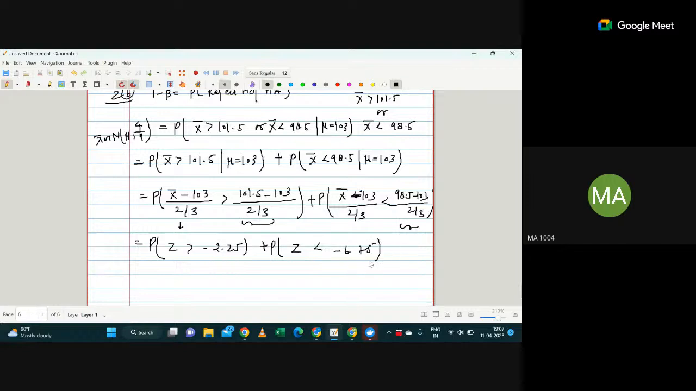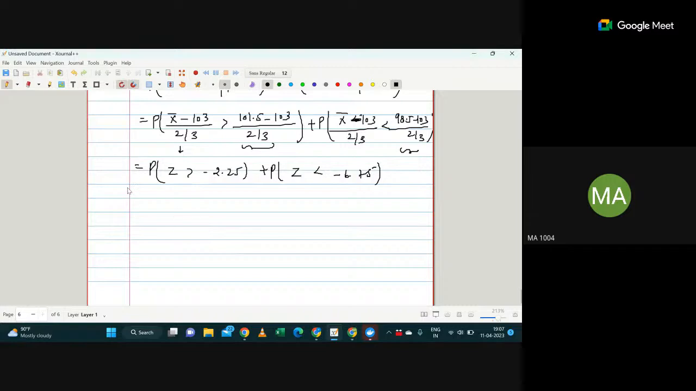Minus 6.75. Now what I can write down is, this is probability Z is less than minus 2.25, right? Plus probability Z is less than minus 6.75. Now tell me, 1 minus F(z) of minus 2.25, right? Plus probability of Z is less than minus 6.75.